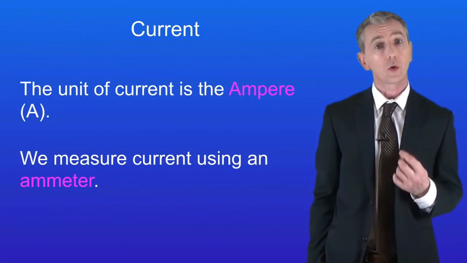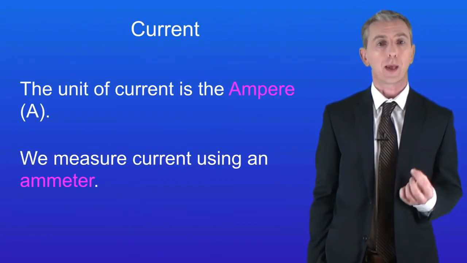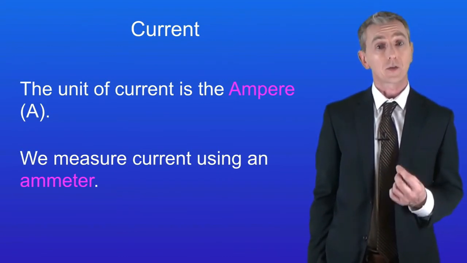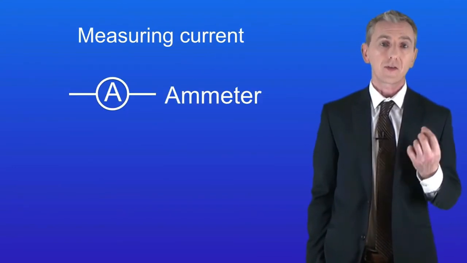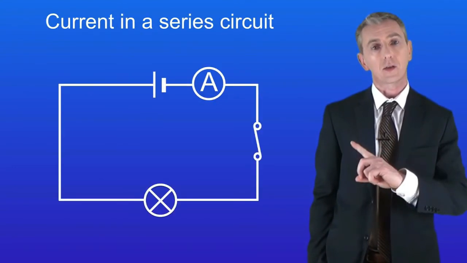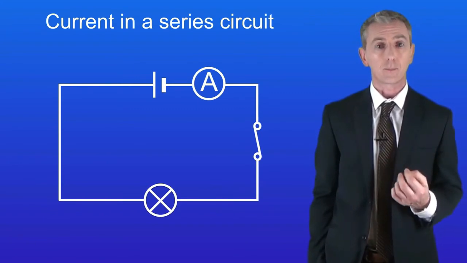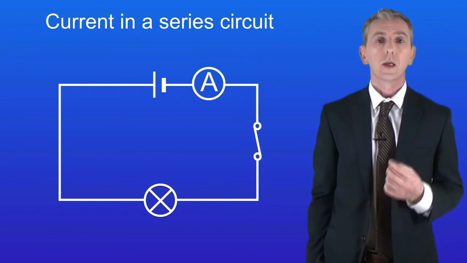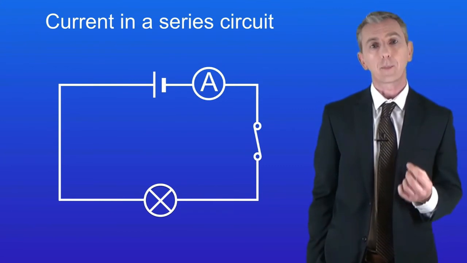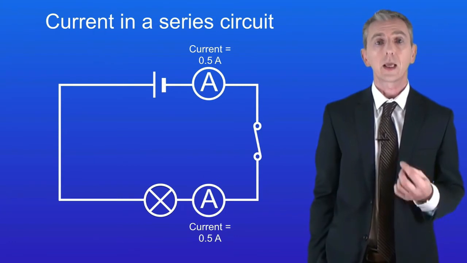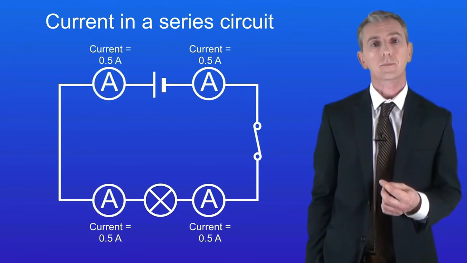In the last video, we saw that the unit of current is called the ampere, and that we measure current with an ammeter. And an ammeter has got this symbol. We place the ammeter into the circuit like this. We said that in a series circuit, the current is the same all the way around the circuit. So if the current is 0.5 amperes here, it'll also be 0.5 amperes here, here, and here.